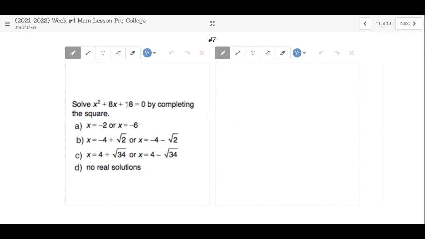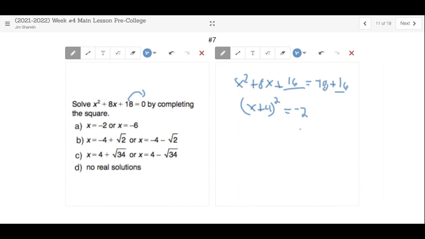Number 7, solve x squared plus 8x plus 18 equals 0 by completing the square. All right, so I'm going to rewrite this as x squared plus 8x plus something is equal to negative 18 plus something. I just moved the 18 over to the side. Half of 8 is 4. 4 squared is 16. So I'm going to have to add 16 here. So this is going to be x plus 4 quantity squared is equal to negative 2.